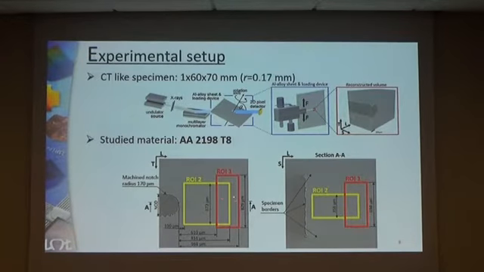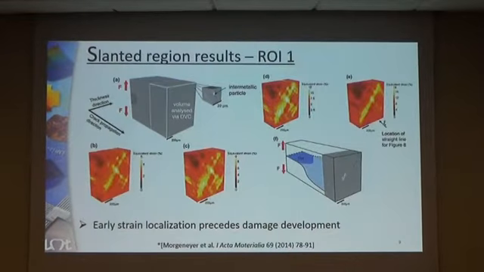For the first of these regions, shown in red, ROI1, DVC analyses have been conducted, and the results have been published in 2014 in Acta Materialia. And here it has been shown that already from the first loading step on, we have a strain localization in the form of these slanted strain bands, while the onset of the damage growth has been shown only at the very late stage of the loading, just before the final slanted crack had propagated.